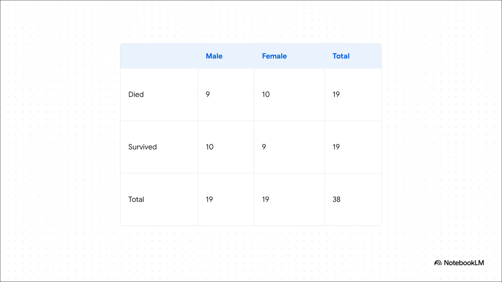With only 38 people, the tiny difference between what we saw, say 10 men surviving when we might have expected 9.5, it's statistically invisible. The test just kind of shrugs and says, could be anything. It's probably just random chance.